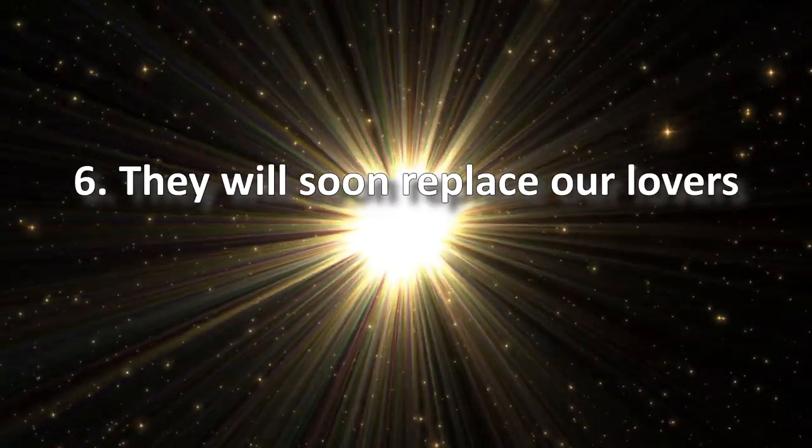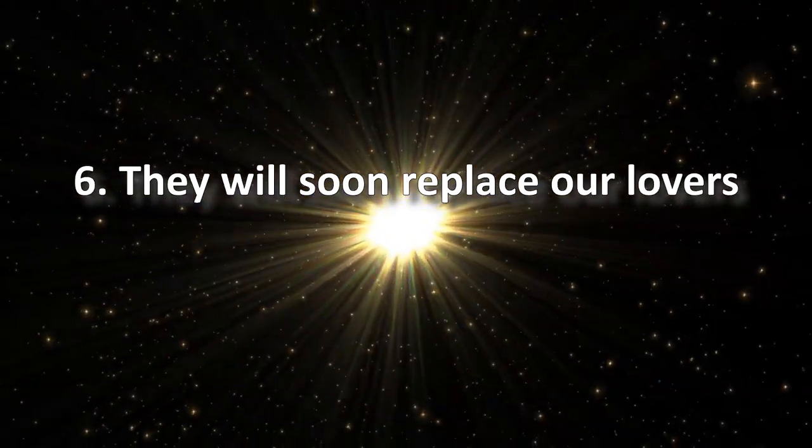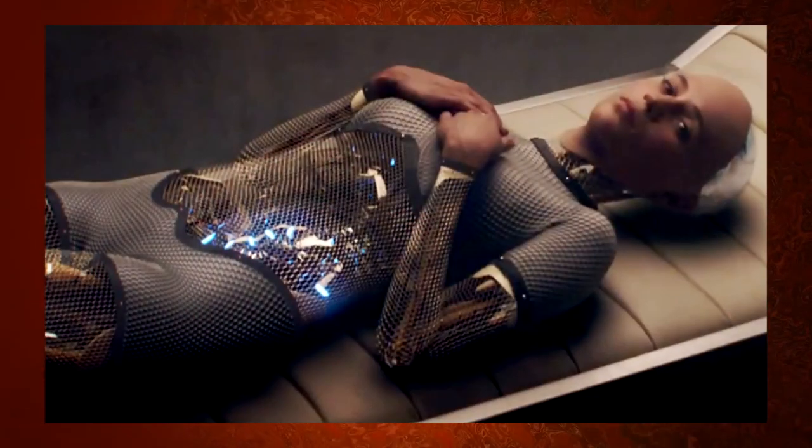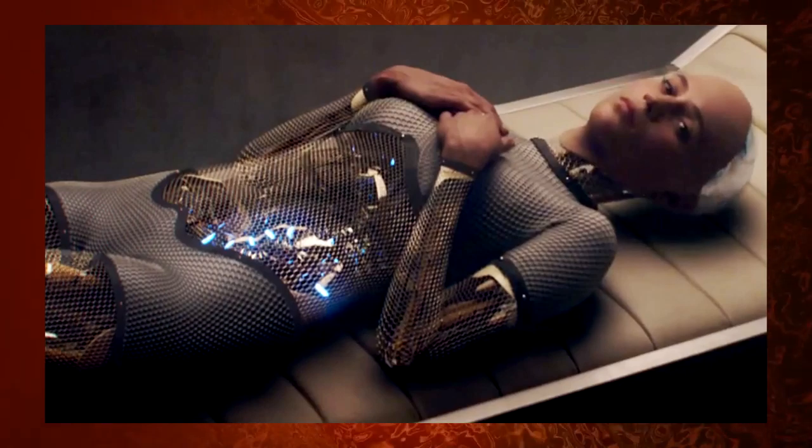The line seems to be fragile. 6. They will soon replace our lovers. Many films, such as Ex Machina, have explored the idea of people falling in love and having sex with robots. But could it happen in real life? The controversial answer is yes, and it will happen soon.